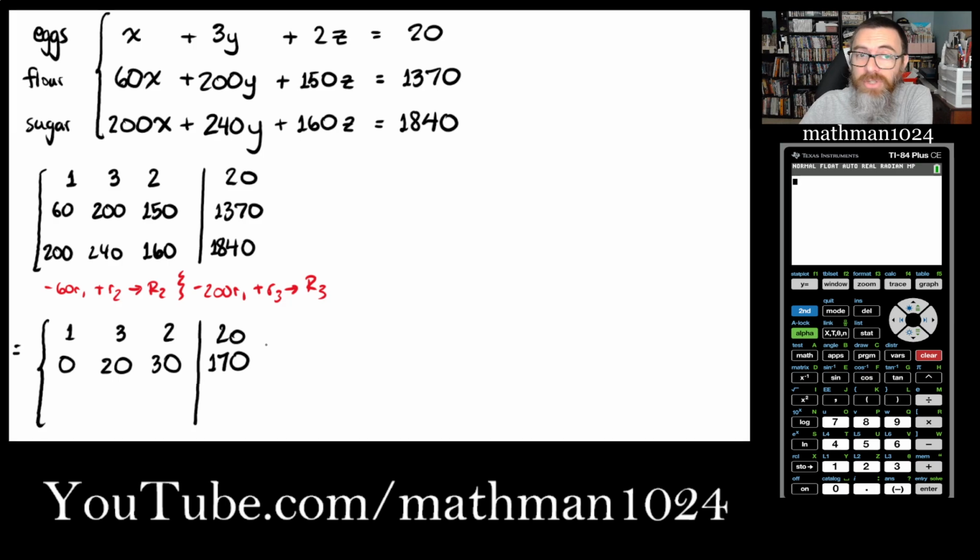Now, negative 200 times 1 plus 200, 0. Negative 200 times 3 is negative 600 plus 240 is negative 360. Negative 200 times 2 is negative 400 plus 160 is a negative 240. And then negative 200 times 20 is negative 4,000 plus 1840 makes that negative 2,160.